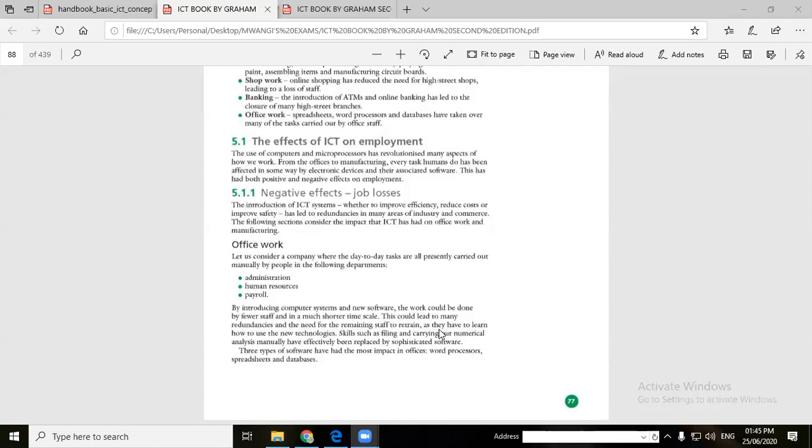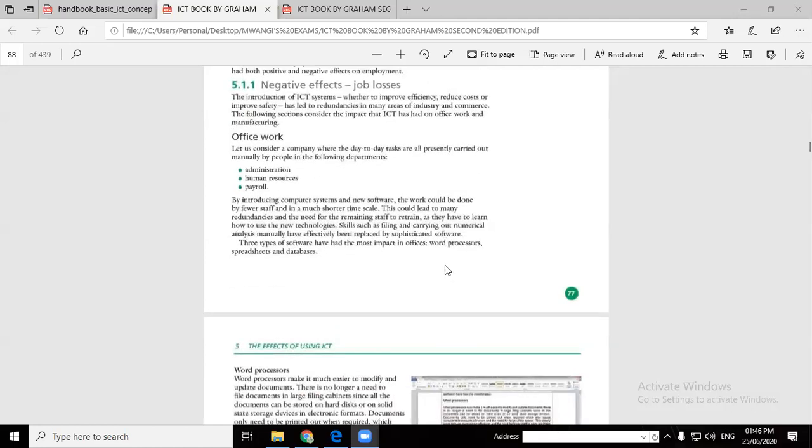Skills such as filing and carrying out numerical analysis manually, where you're doing calculations manually, have effectively been replaced by sophisticated software. And you have types of software that lead to this. The three types of software that have had the most impact on the office are: one, word processor; two, spreadsheet; and three, database. Word processor is for processing words, spreadsheet for performing calculation and analysis, and database is for storage of data.